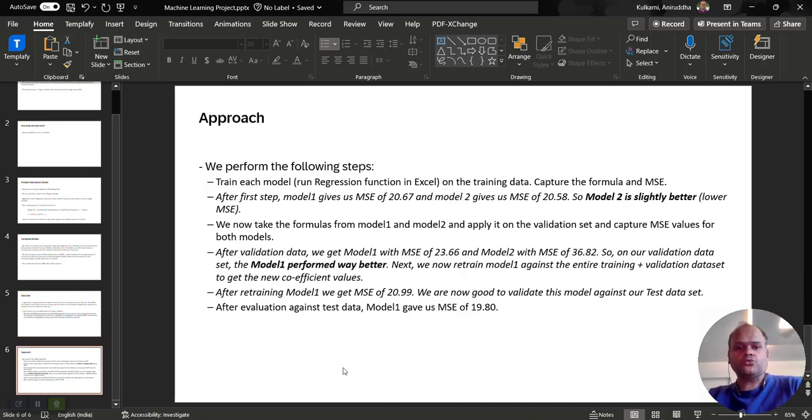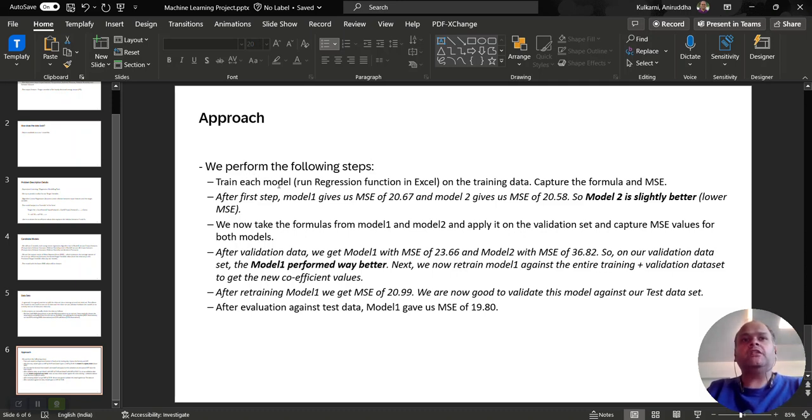So now let's go through our approach, and at each step, I'll try to also show the Excel models. By the way, I've decided to use the regression function that MS Excel offers, and that is good enough to perform basic linear regression based models. I'll show you shortly how to do that. So we have to go through the following steps.